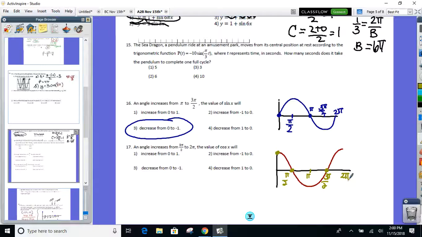Okay, answer the question now. As I go from 3 pi over 2 to 2 pi, what is happening to this graph? Increasing from 0 to 1. Everyone see that? This part right here? 0 to 1.